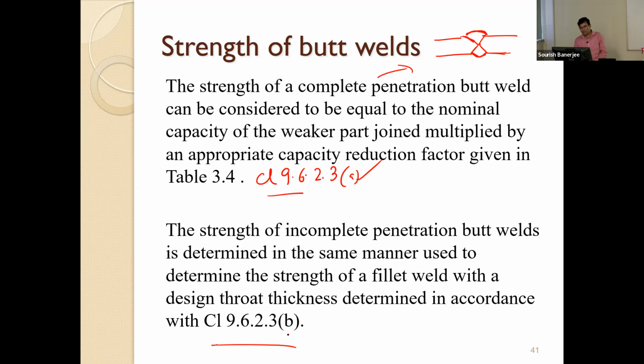And then the next clause talks about the incomplete penetration butt welds. The strength of that kind of weld is determined in the same manner used to determine the strength of a fillet weld, with the design throat thickness determined in accordance with 9.6.2.3b. That is basically your next clause. So the difference is complete penetration and incomplete penetration, which actually varies the strength.